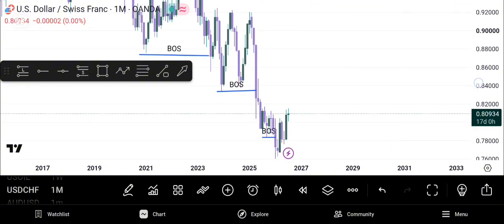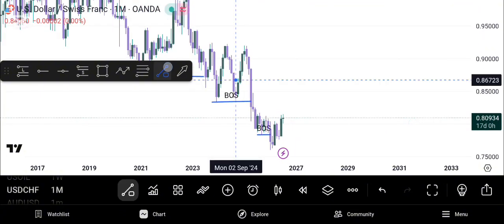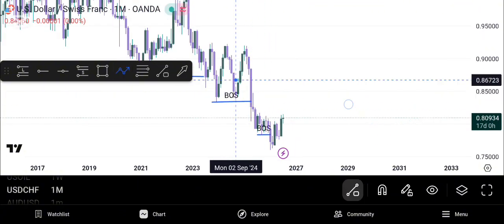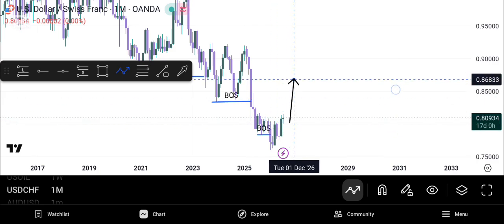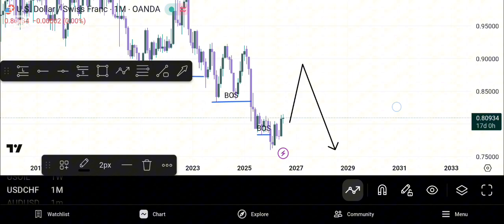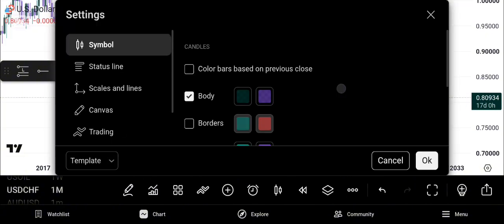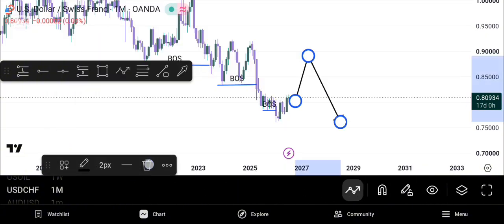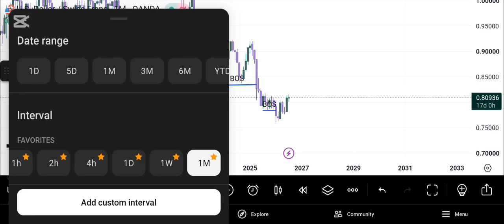So what I'm looking at is price buying up to this other block here before selling back to the downside. So that's all I can get from the monthly time frame. I'll be going straight to the weekly time frame.